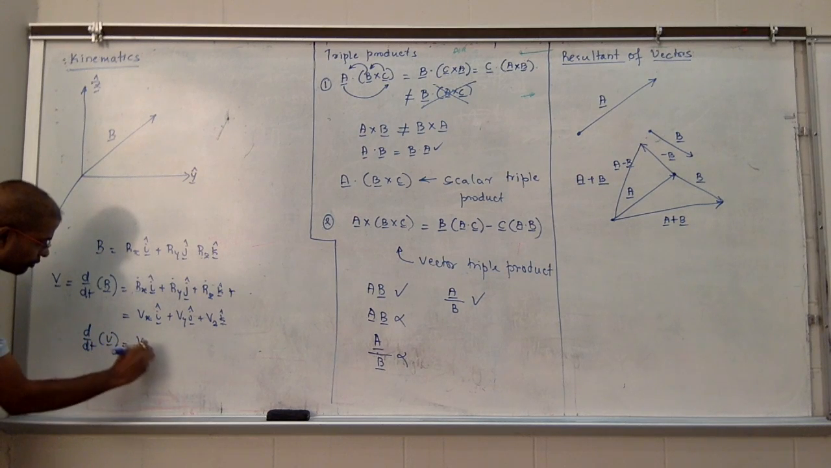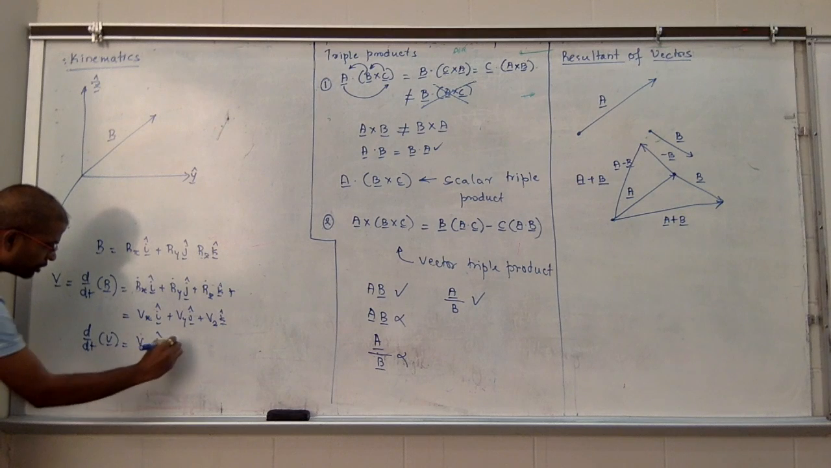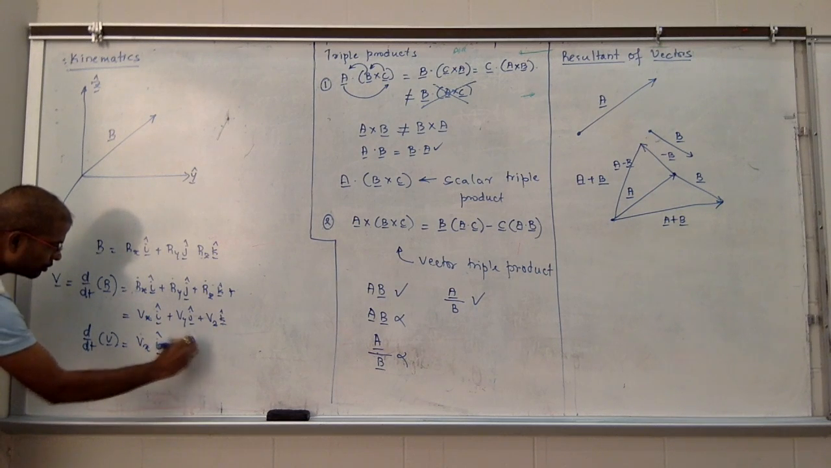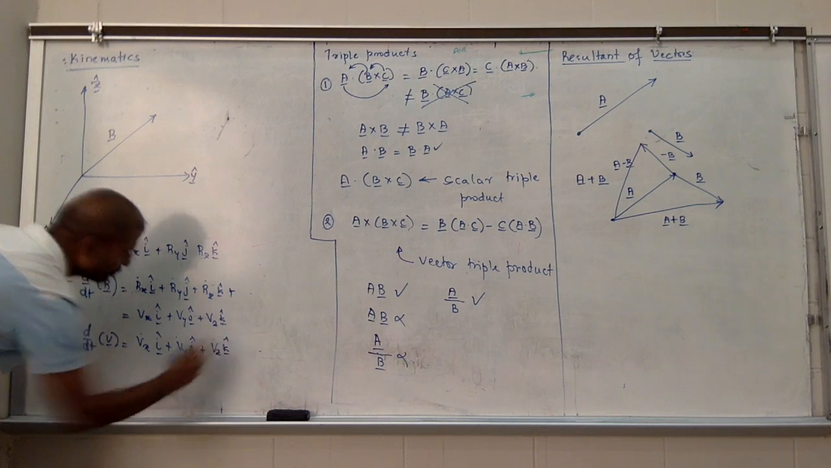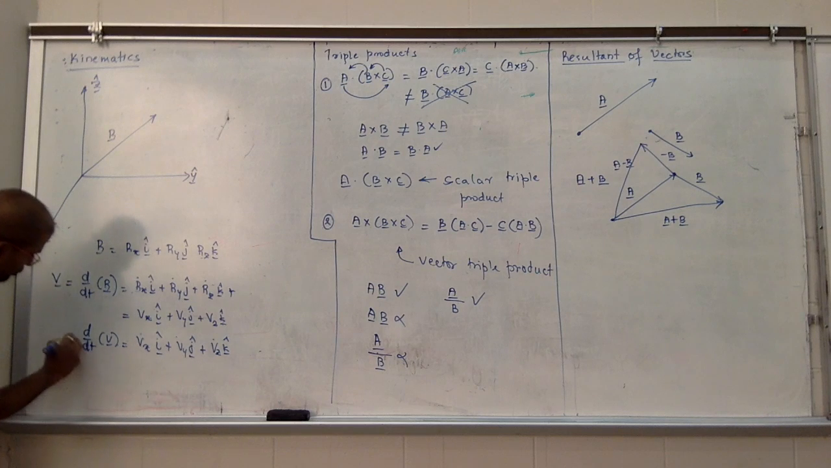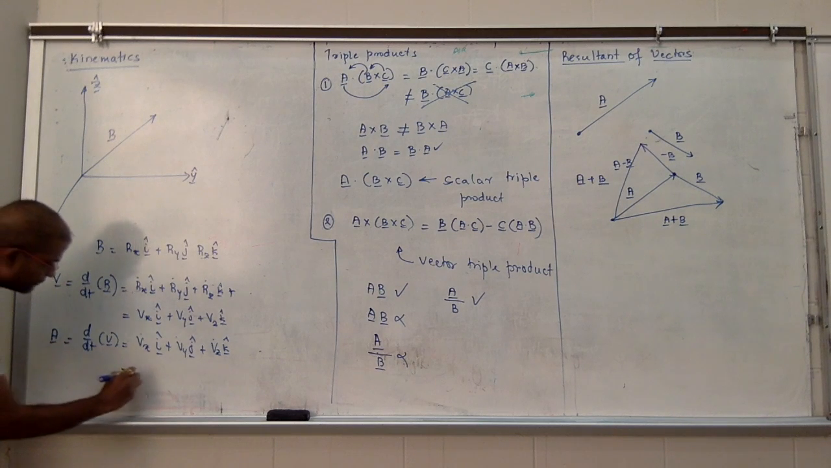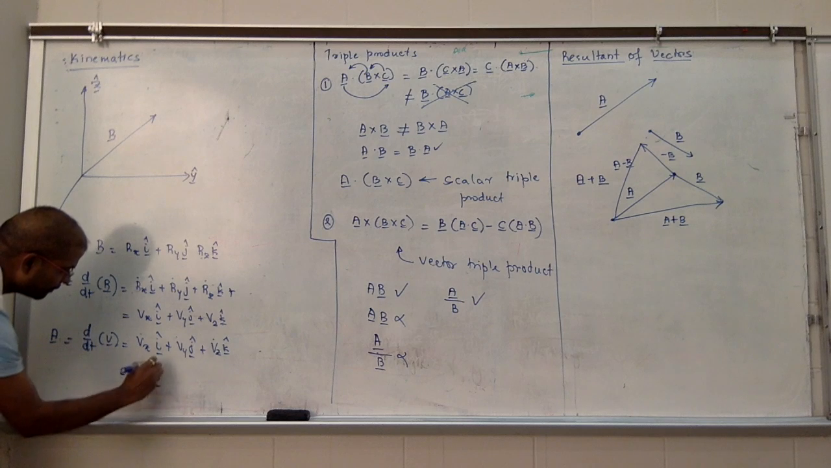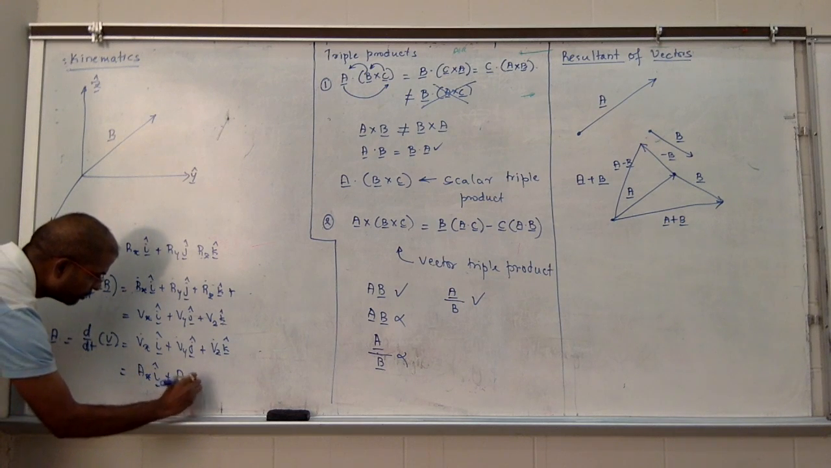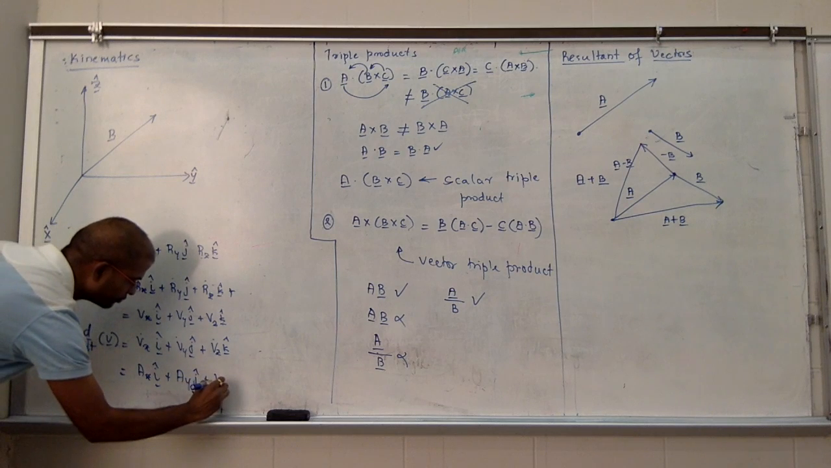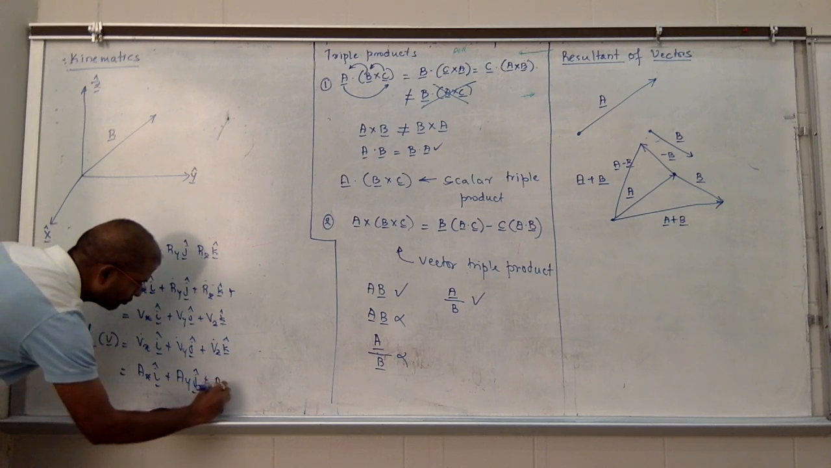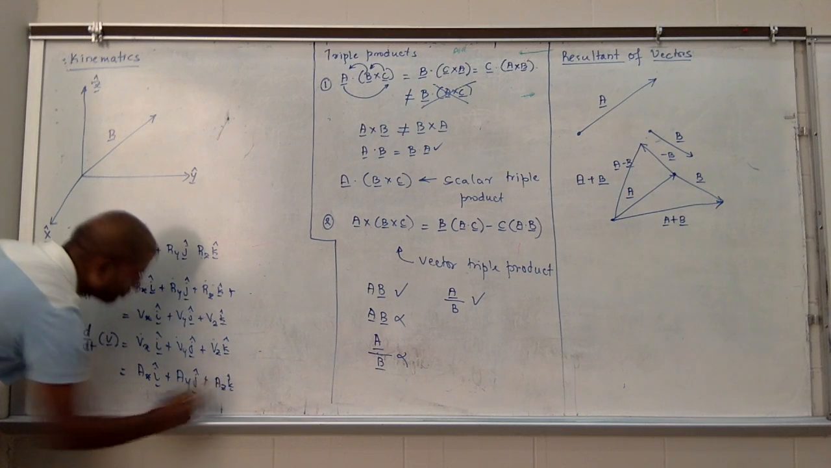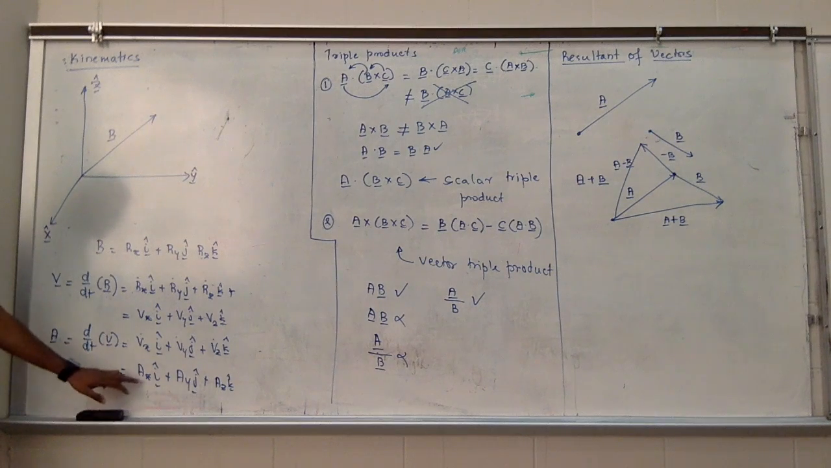V dot: Vx dot i plus Vy dot j plus Vz dot k. And this is acceleration, which is equal to, we can say, ax i plus ay j plus az k. So these ax, ay, az are the acceleration components.